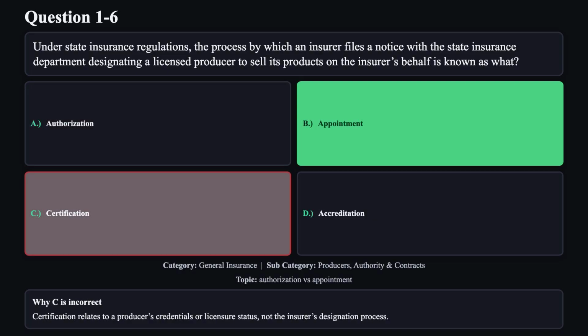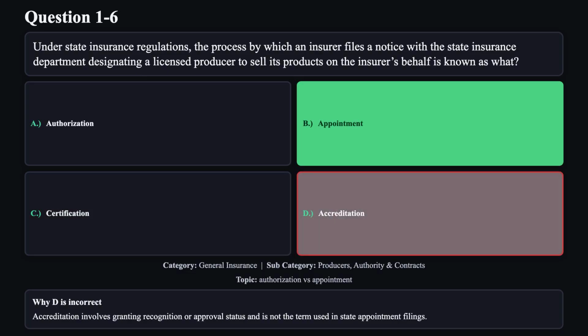Certification relates to a producer's credentials or licensure status, not the insurer's designation process. Reason D is not correct. Accreditation involves granting recognition or approval status and is not the term used in state appointment filings.